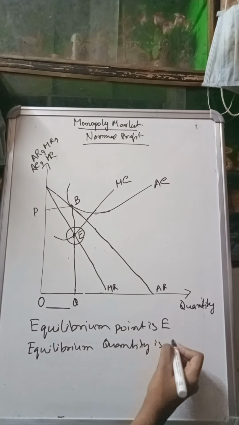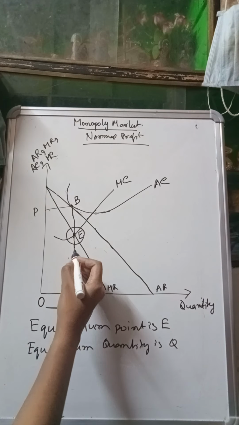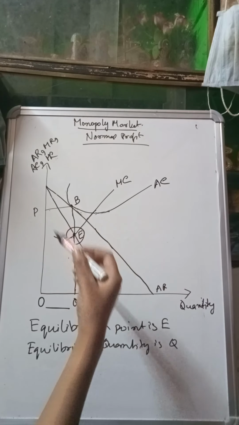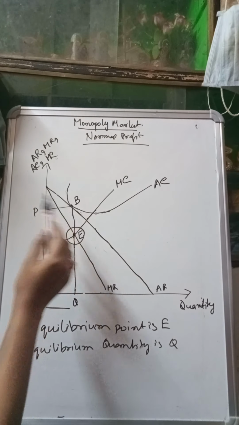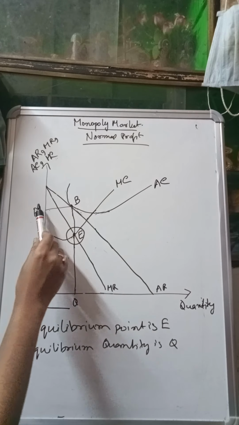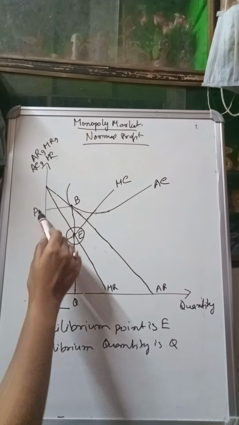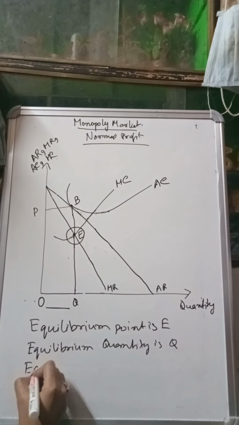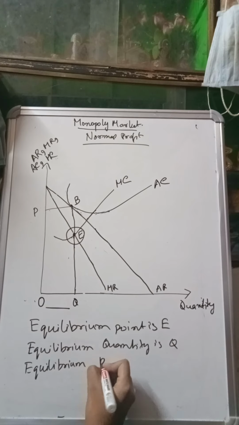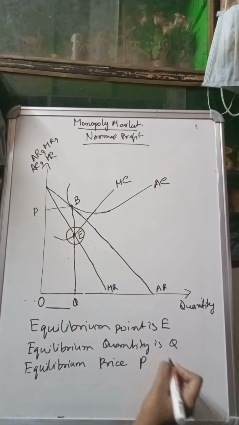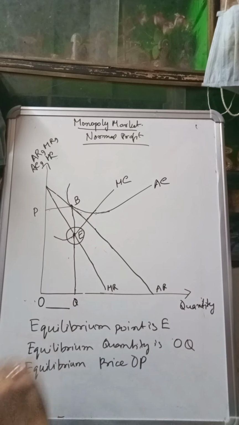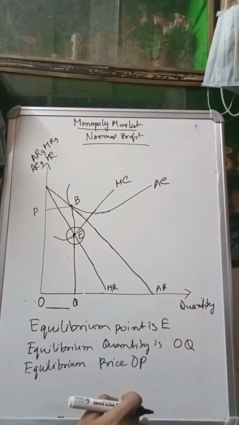Equilibrium quantity is Q. And similarly, in case of a monopoly market, to get the equilibrium price, we have to produce this line until it meets the AR curve. So it has met the AR curve here. Corresponding to this, my equilibrium price is how much? OP, right? So we have got the equilibrium quantity, and we have got the equilibrium price also. This will be OQ and this will be OP. Up to this I think it is clear.